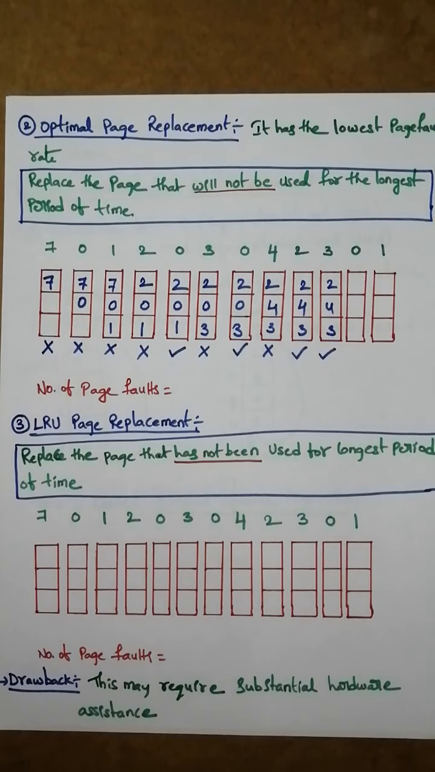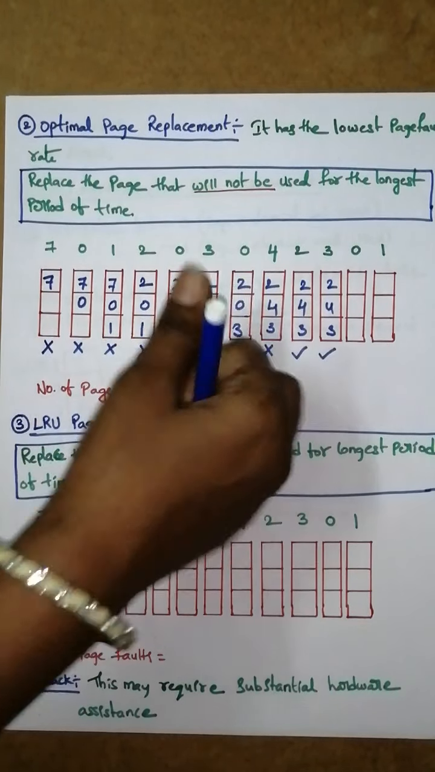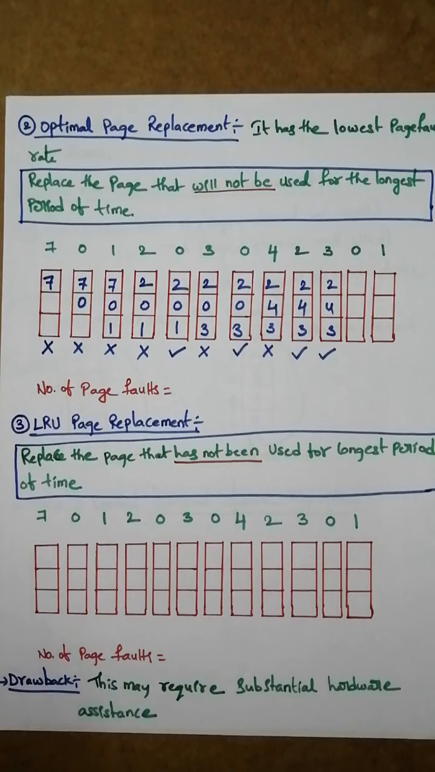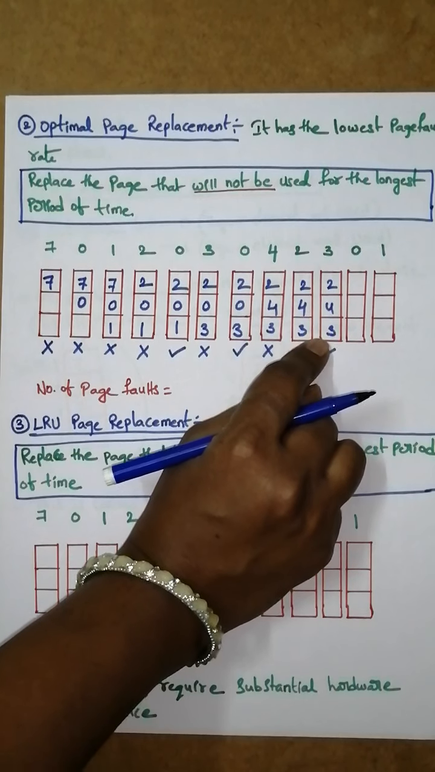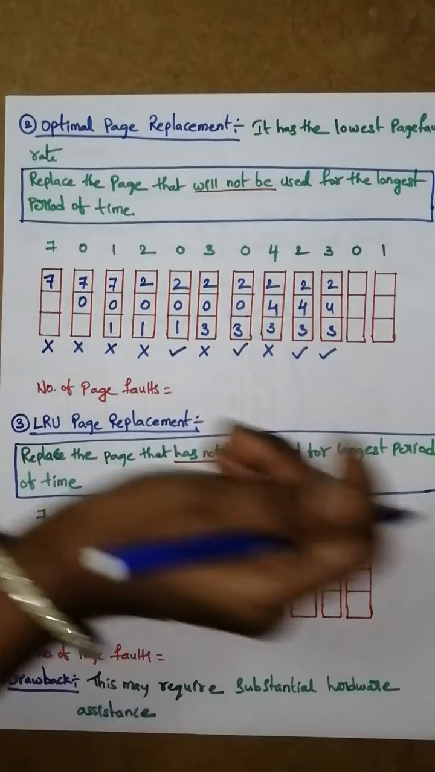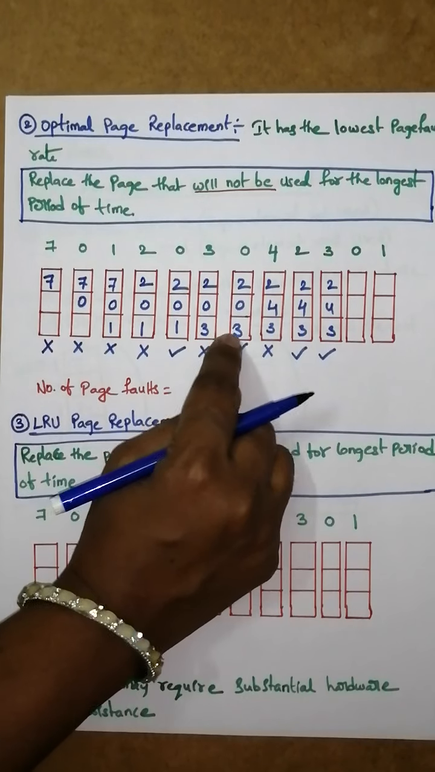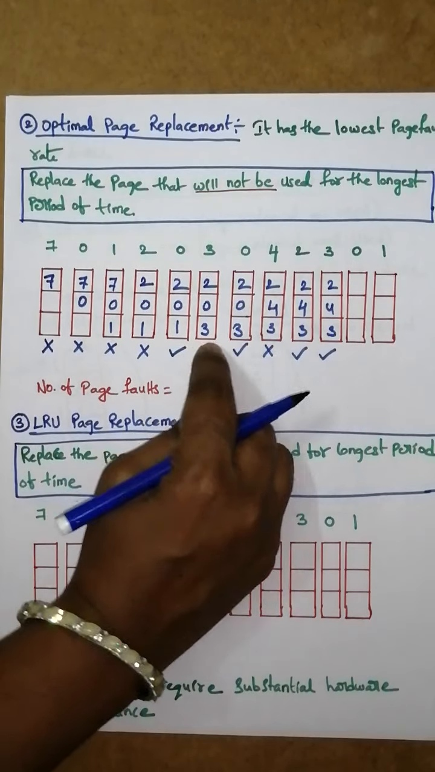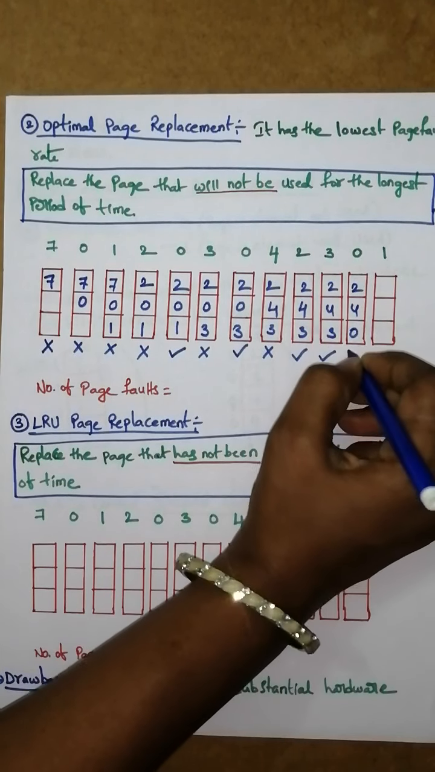Next is 0. To place 0 out of these 3, you have to see whichever is not used in the future. But if you observe, this is the last of your string. So what you have to do is remove the one which came first, first come first served. Whichever came into the frame first, remove that first. 4 came first, so remove 4. Not 4, sorry, 3 came first, so 3 is continuously there, so remove 3. So it is 2, 4, 0, so it's a page fault.